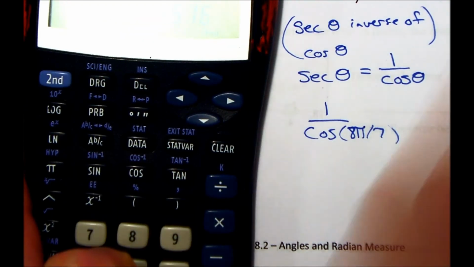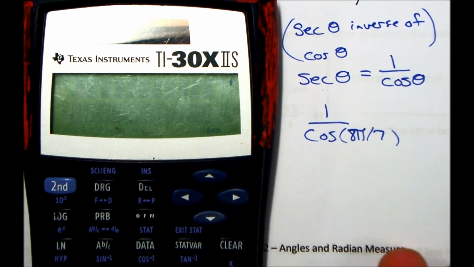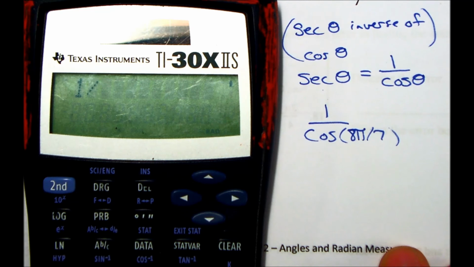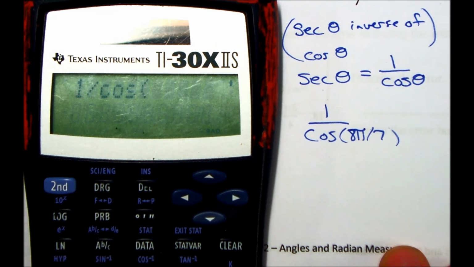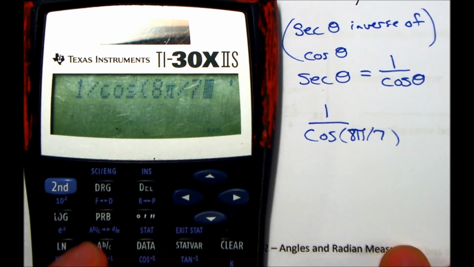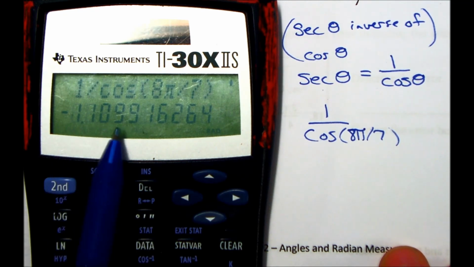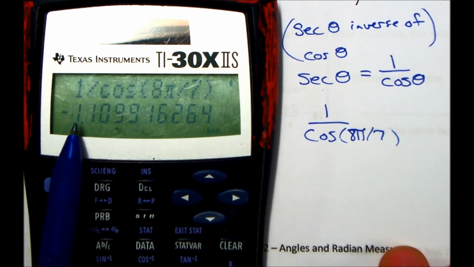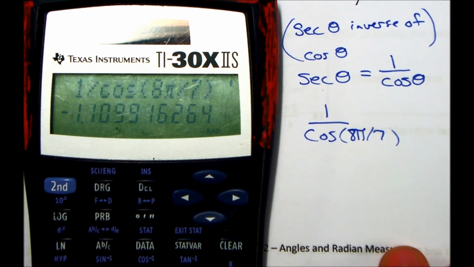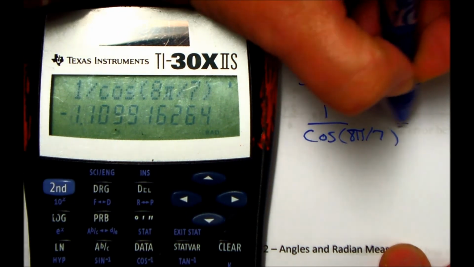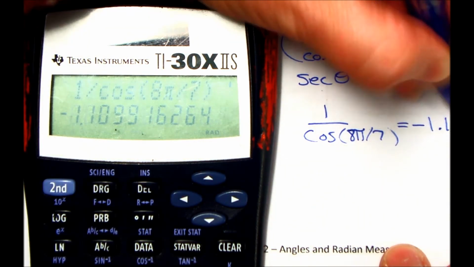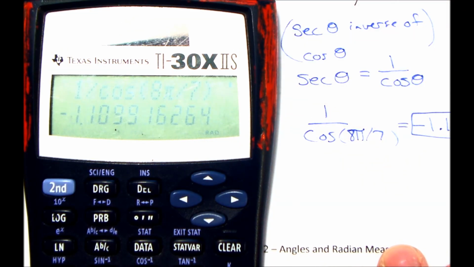So again, we've converted our calculator already to radians. I'm going to take 1 divided by cosine, and then it gives you the left parentheses, so now just type in 8 pi divided by 7, close the parentheses, and hit your equals. And you get negative 1.10, or let's round to 3 decimal places. So if I go to the 3rd decimal place, that 9 is going to round up to a 10, so it would be negative 1.110, which is 3 decimal places. And there you have it.